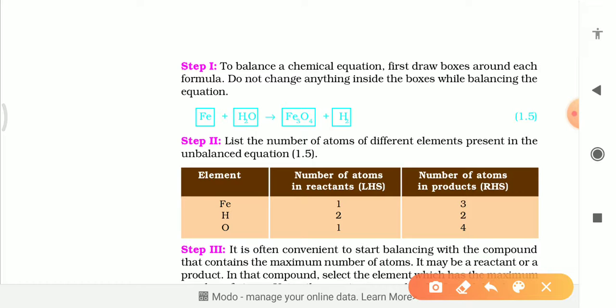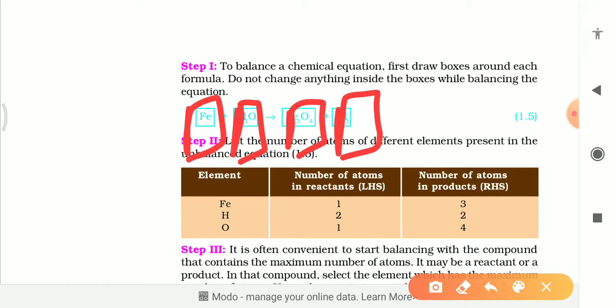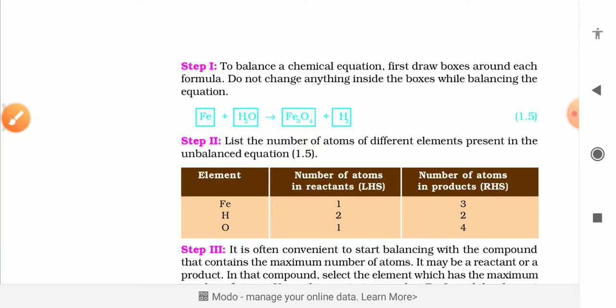It's not necessary to keep the boxes. Boxes are given here like this one, but the choice is yours, it's not compulsory. They want to say that you just don't change the formula of any compound.